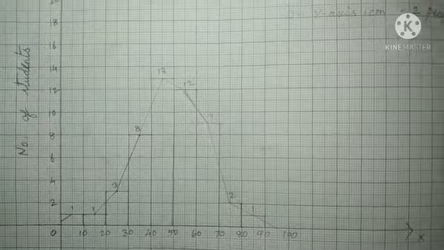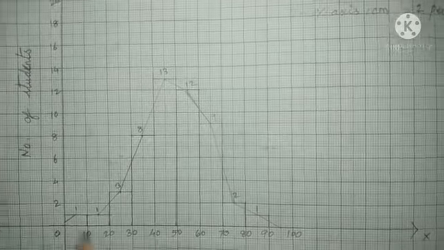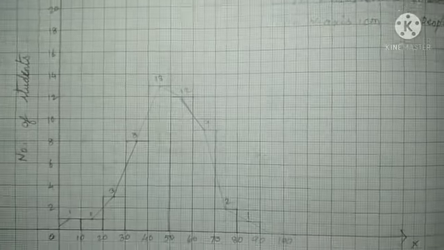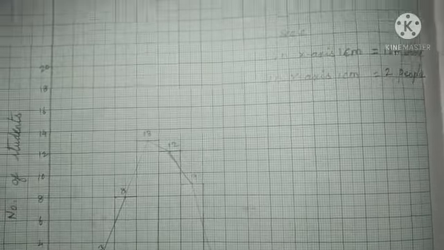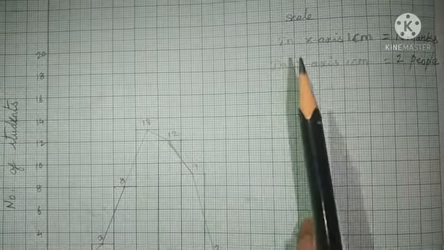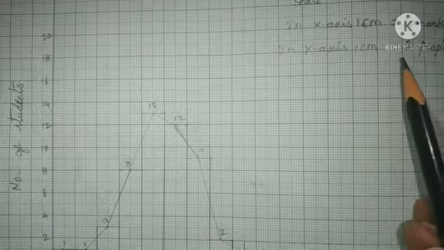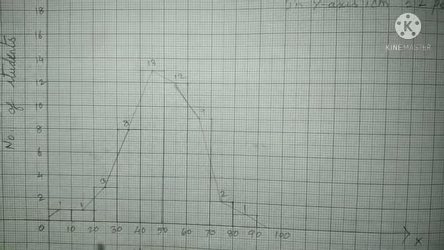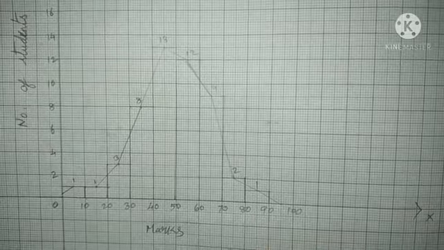To construct the histogram, first you have to draw the axes and mark the class intervals in the x-axis and the number of students in the y-axis. Here the maximum number of students is 13. Therefore, I am taking in the y-axis 1 centimeter equal to 2 units. After constructing the axes, you have to write the scale. In the x-axis, 1 centimeter is equal to 10 marks, and in the y-axis, 1 centimeter is equal to 2 people. Then after finishing the axes, you have to construct the histogram for the given data.